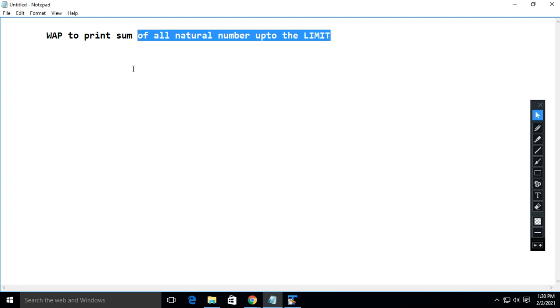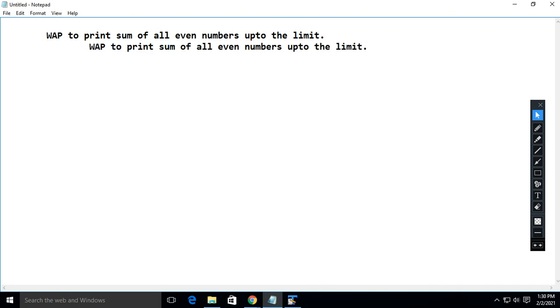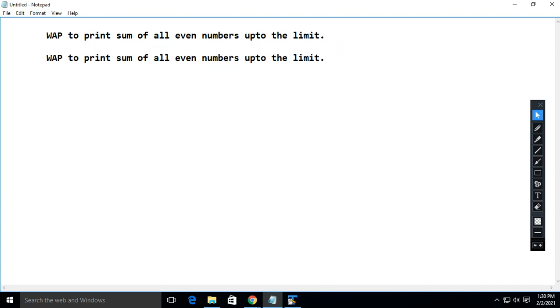Write a program to print the sum of all even numbers up to the limit. One more. The second one is write a program to enter any number and print its factors. The second question is a little bit tricky.